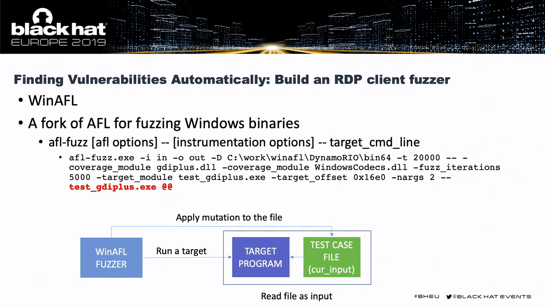WinAFL is a fork of AFL for fuzzing Windows binaries. WinAFL works by measuring coverage and giving you more coverage. It mutates the seed file and measures coverage by running the target program.